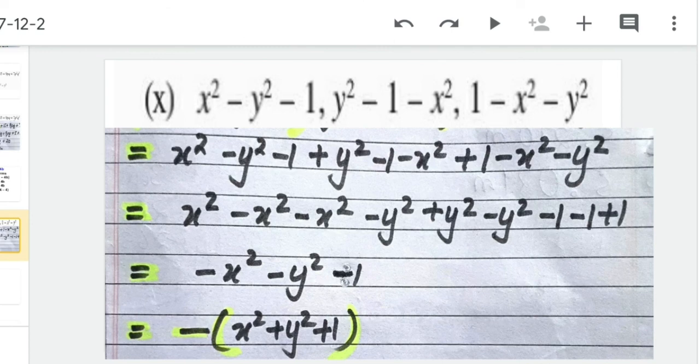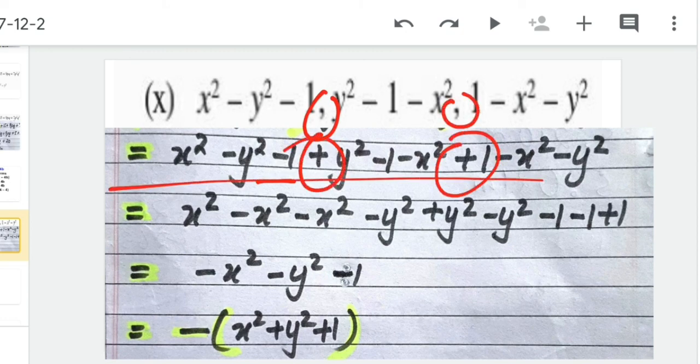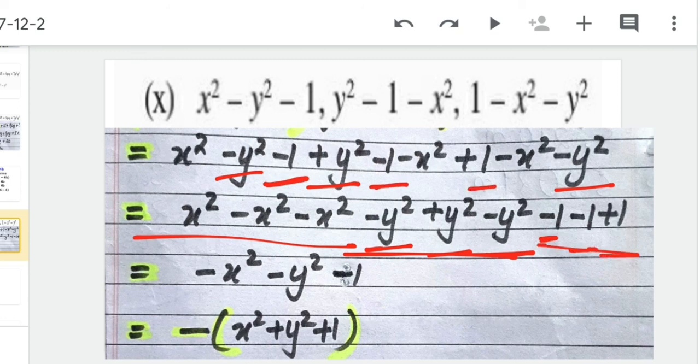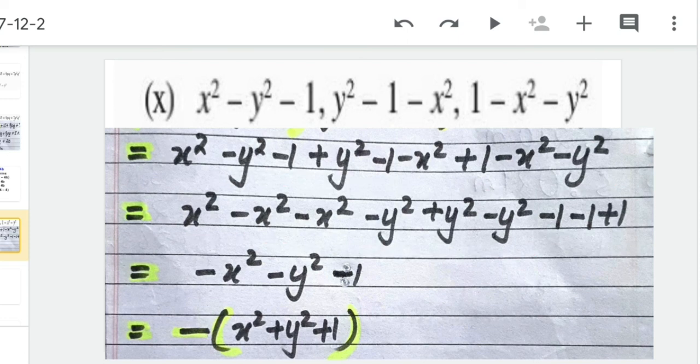Next is x² minus y² minus 1. Then we have to place positive in place of the comma. Here also, after this we have to write all the like terms together. x² minus x² minus x², y² positive y² negative y², and minus 1 and positive 1. So after solving this, we know that the same value, 1 negative and positive, will cancel out.